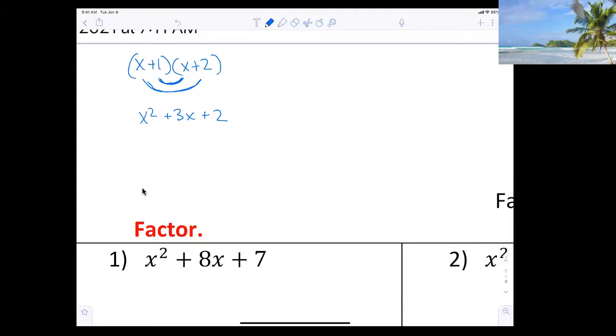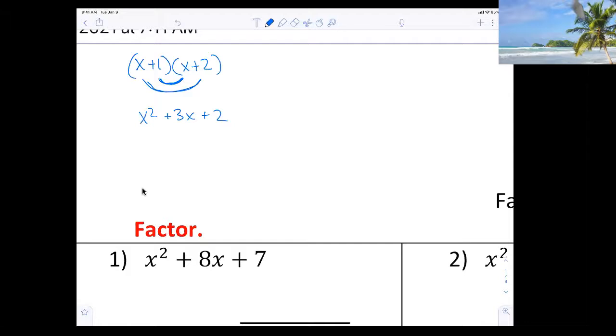The problem is, if I don't have this, how do I know what that is? Which is what all of these are. So now you're working backwards. You're going to have to work backwards on all of these problems, and I'm going to teach you how to work backwards. Today is easy, tomorrow's a little bit harder. The reason today is easy is because the leading coefficient is always a 1 today. So it makes it really easy. When it's not a 1, it makes it a little bit harder.